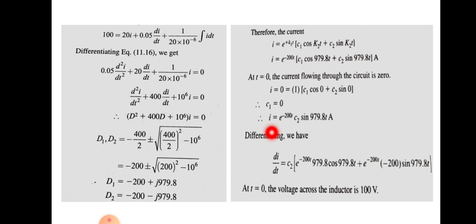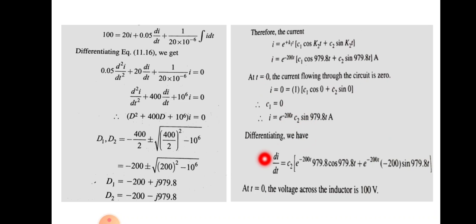So the net equation for the current I will be equal to e raised to minus 200t into C2 into sin 979.80t ampere. This is the equation for the current. In this equation also there is an unknown C2, but we will not get the value of C2 by simply substituting the value t equal to 0. So we have to go for another solution.